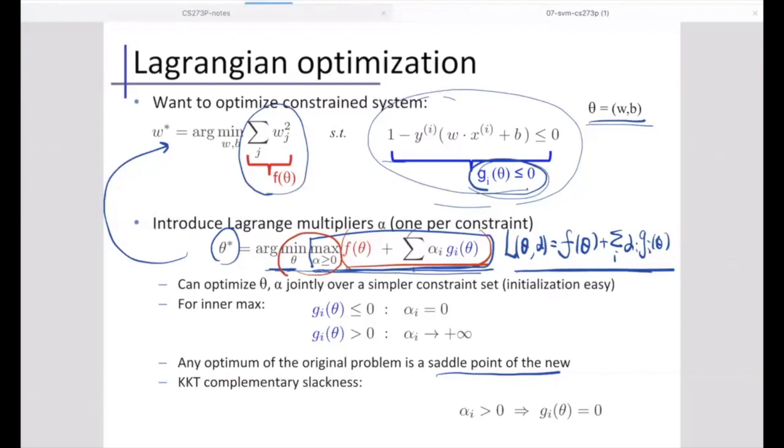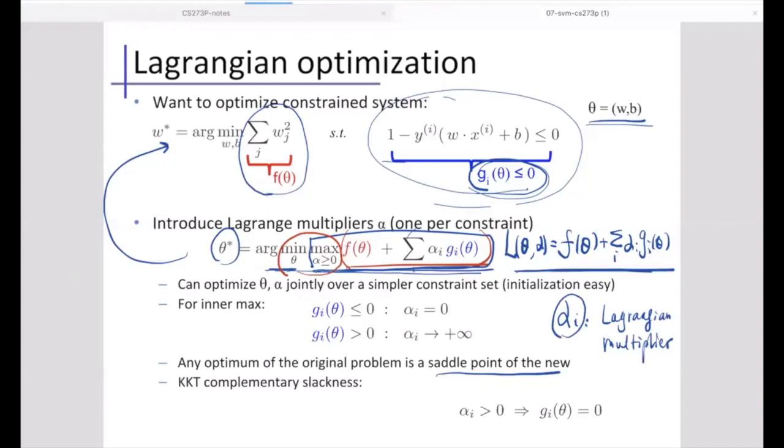There's one more thing I should mention here. This alpha sub i has a specific name in the community. People call it the Lagrangian multiplier. We have one multiplier for one constraint, and because we have m constraints, overall we have m Lagrangian multipliers. So alpha, in fact, is going to be of dimension m, because we have m samples. We have one multiplier for one sample. Overall, you have m of them here.